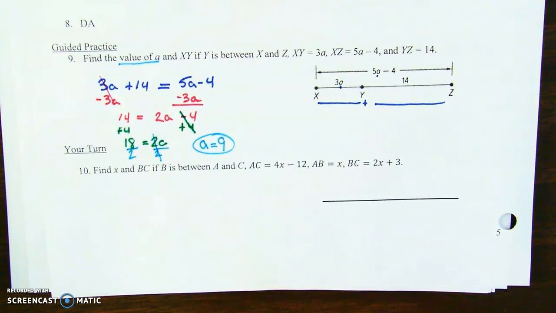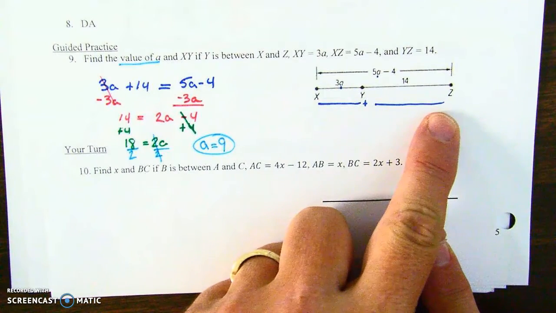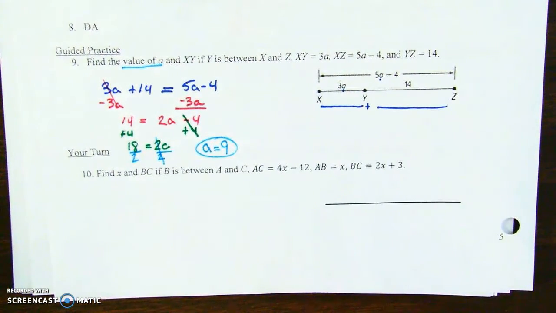Okay, so again, review. Y is between X and Z. That means Y is in between. It's called the betweenness of 2 points, right? And we go from there.